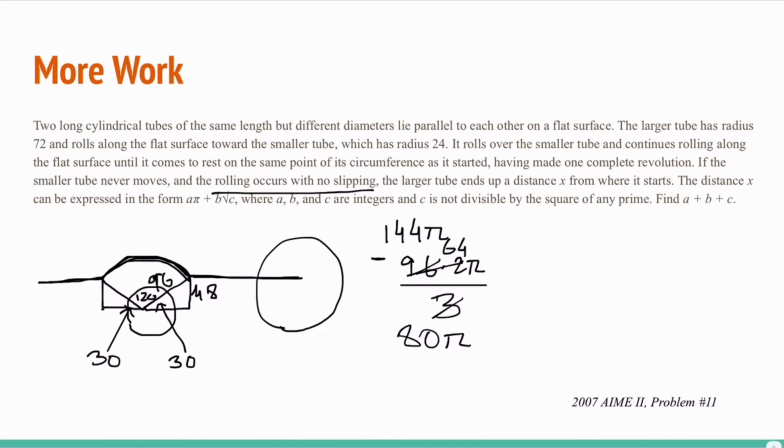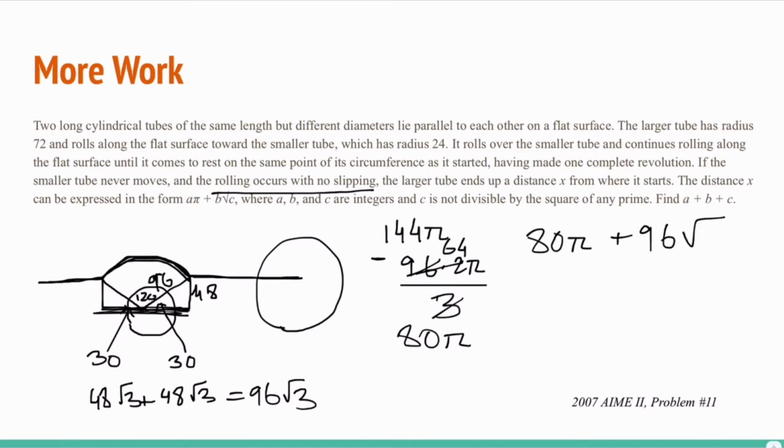And we get that in this horizontal distance, which with the trig formulas is 48 root 3 plus 48 root 3, or 96 root 3. So our answer will be 80 pi plus 96 root 3. And our final answer is 96 plus 3 plus 80, or 179.